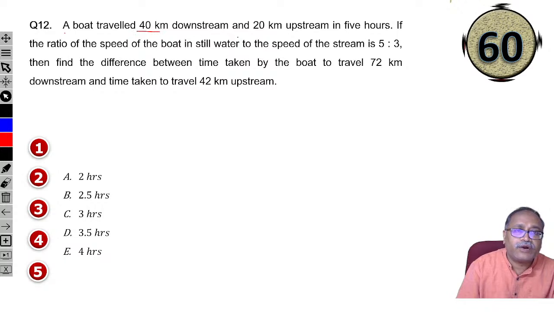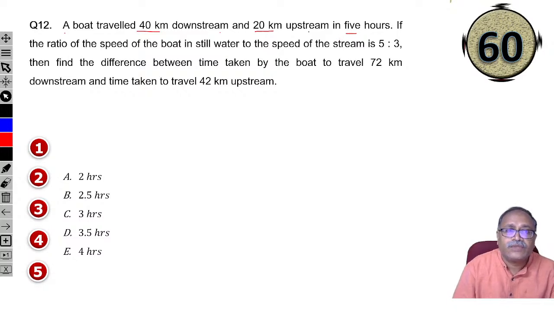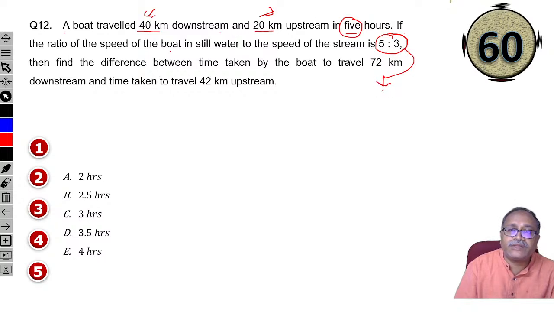A boat travels 40 km downstream and 20 km upstream in a total of 5 hours. If the ratio of the speed of the boat to the speed of the current is 6:5. Okay, so this is very important information for this question, because the speed of the boat is 5x and the speed of the current is 3x. Then upstream speed will be the difference, 2x, and downstream speed will be the sum, which will be 8x.